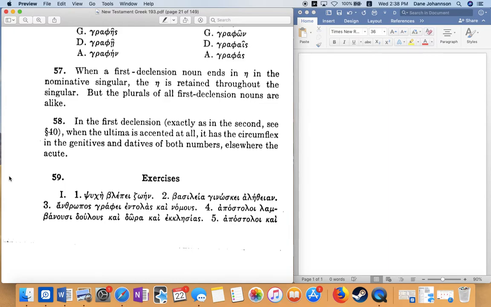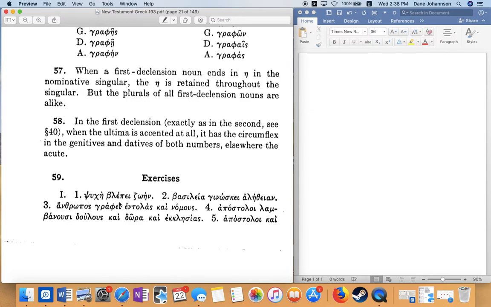So let's look at the Greek to English exercises here. And again, we'll just go through them in an audio form. I'll say it twice in Greek and then translate it. This will help you even if you just want to listen along to getting this in your mind.